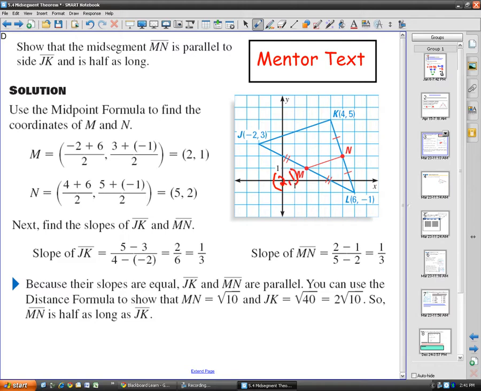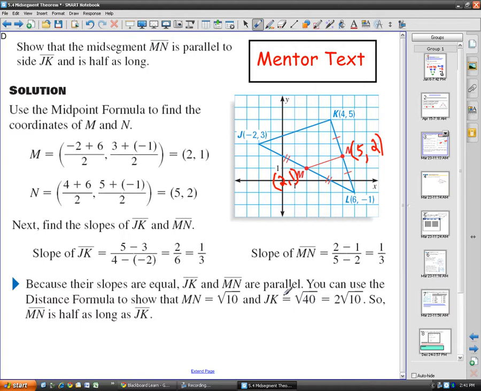Then, for the KL side, to find the midpoint, you add the x's together. The 4 and the 6 are our x's. That's where we get this from. And then we add our y's together, the 5 and the negative 1. Well, if we add 4 and 6 together, we get 10. 10 divided by 2 is 5. You could count over 5. That would be where N is. And then if you combine these together, 5 plus negative 1 is 4. 4 divided by 2 is 2. And so there is the ordered pair for my midpoint.